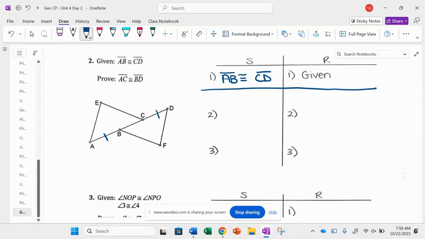Then we're going to look at what we want to prove. We want to prove, I'm going to highlight it, that the full AC is congruent to the full BD. That's what we want to prove.